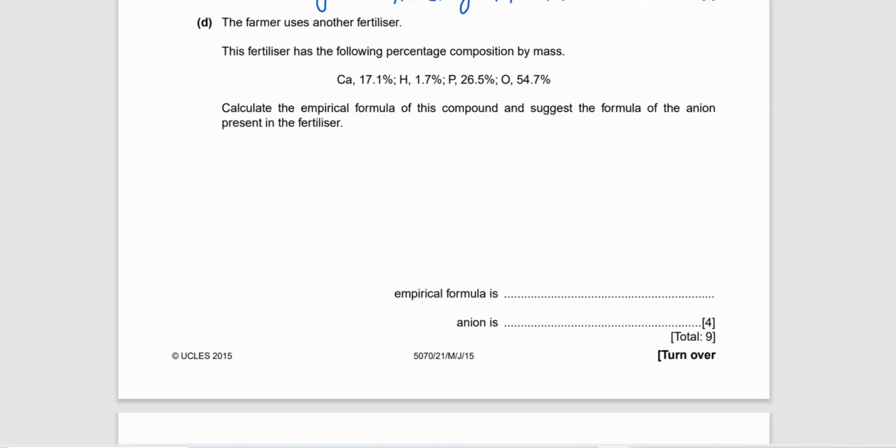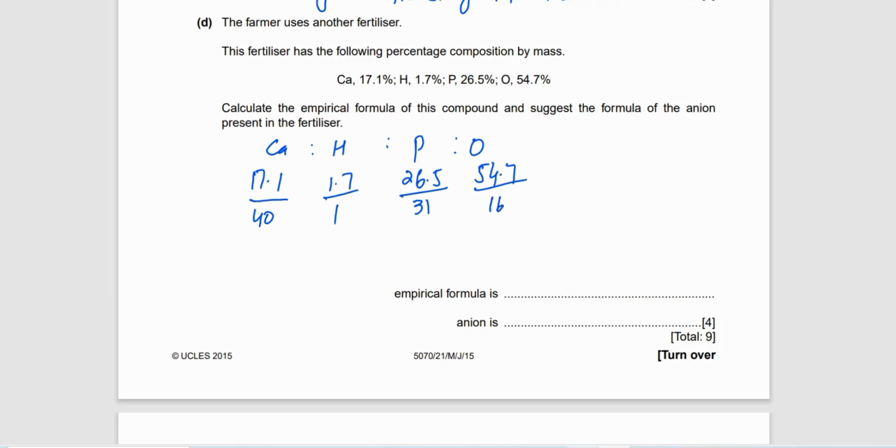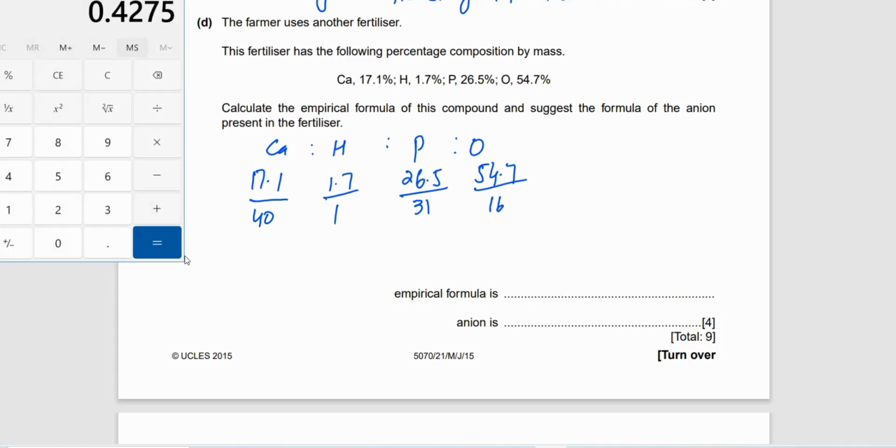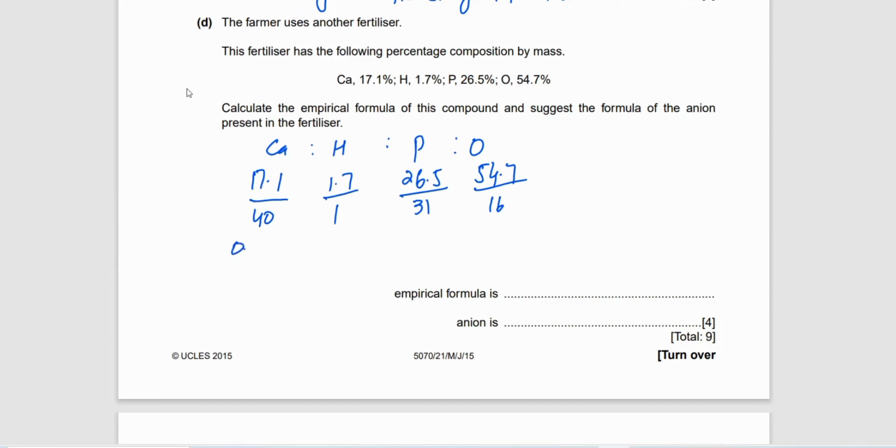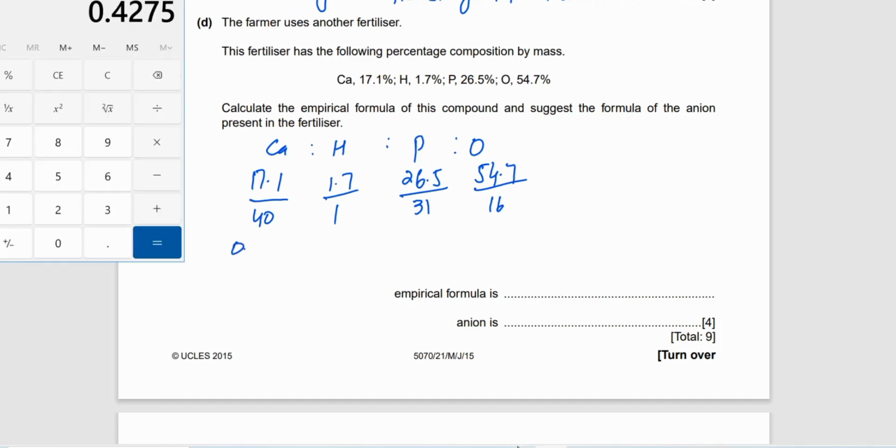Okay, calcium, and then we have hydrogen, we have phosphorus, we have oxygen. Okay, 4 elements we have, and the percentages are given: 11.1 and 1.7, 26.5, 54.7. Okay, so here we divide by their atomic masses, so you can use the calculator over here. Yes, this is 0.4275.